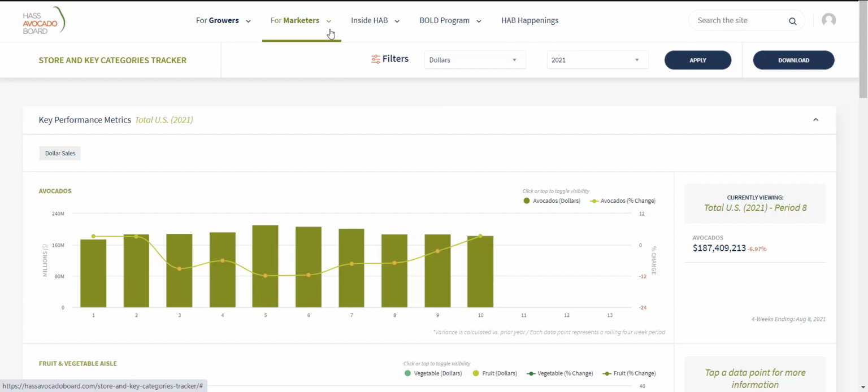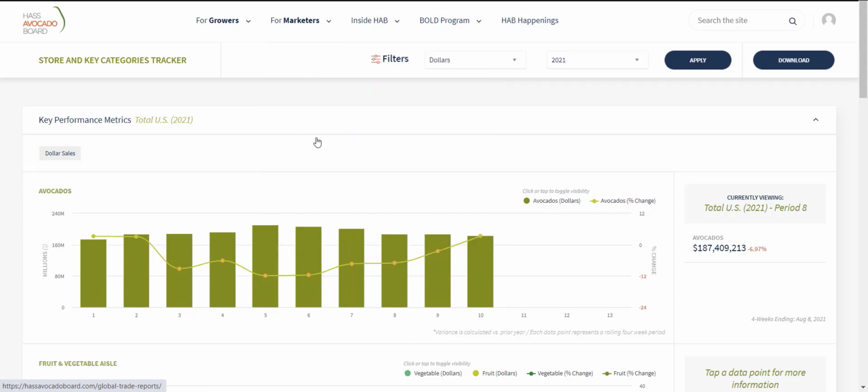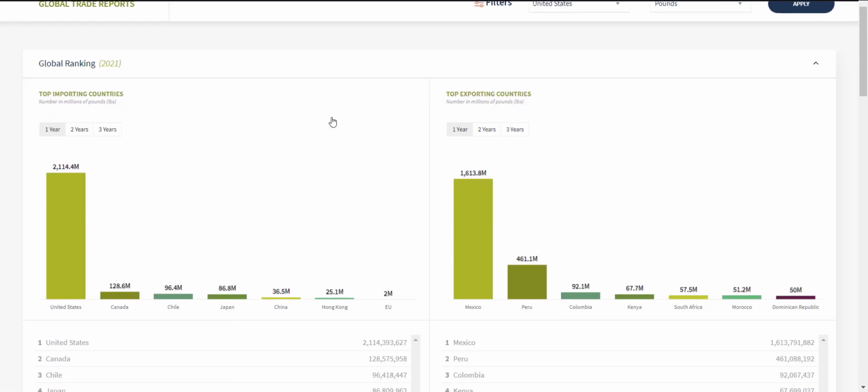Now, I'll quickly go over the global trade reports. Just go to the corresponding menu on top and click on Global Trade Reports. Once we are there, this section offers a global view of how the avocado category is evolving in the different producing and importing countries. It will allow you to keep track of how much avocado volume is being produced globally and how the main global markets are growing in terms of avocado consumption.